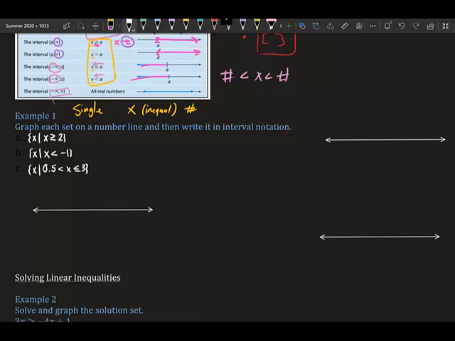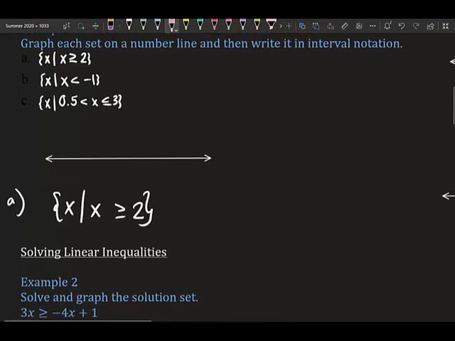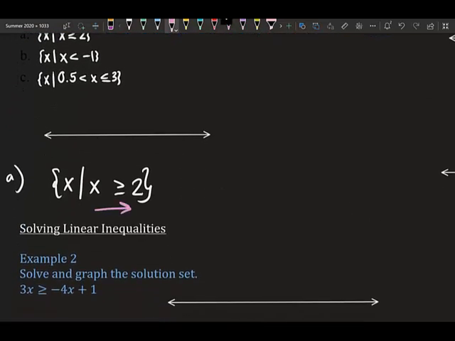So part A, we have x such that x is greater than or equal to 2. So this is a single inequality. How do we know it's a single inequality? There's only one number and one inequality sign. So we want to figure out which way the arrow is pointing. The arrow is pointing to the right.